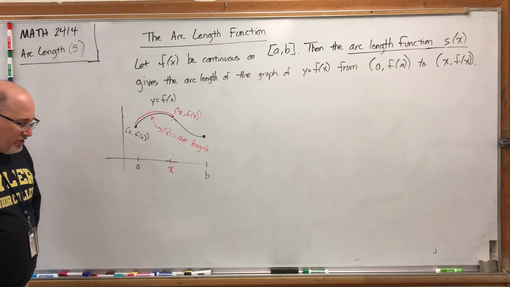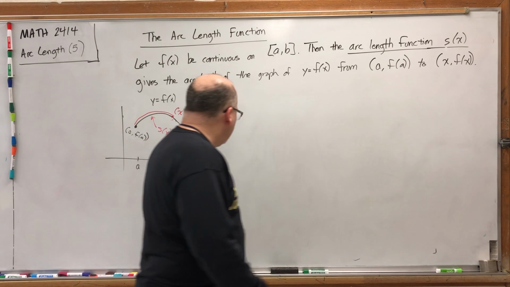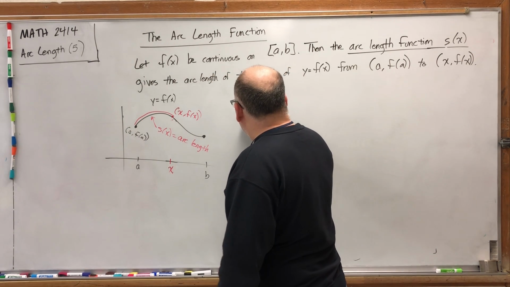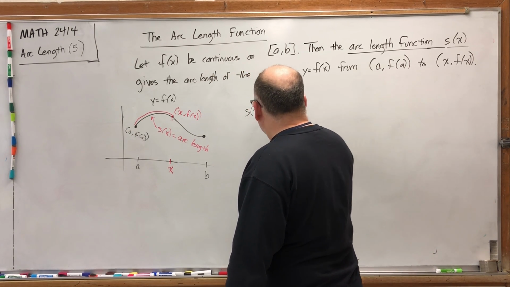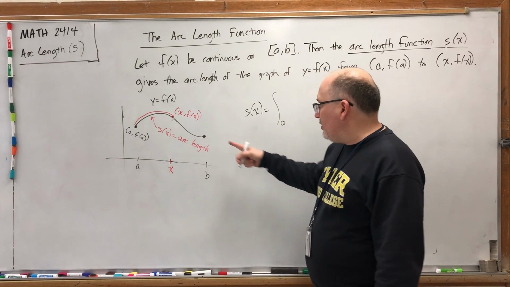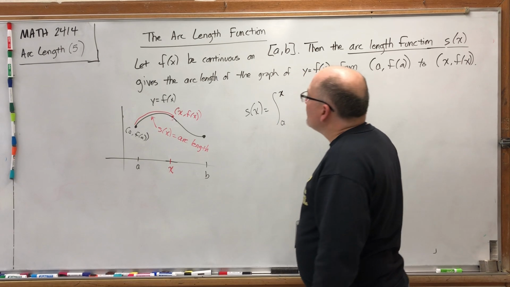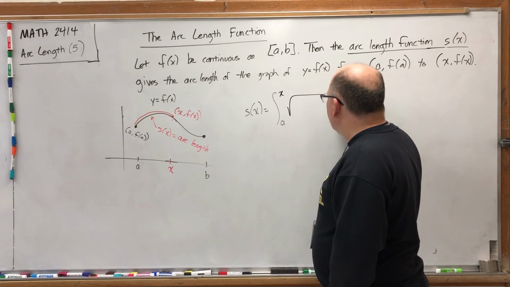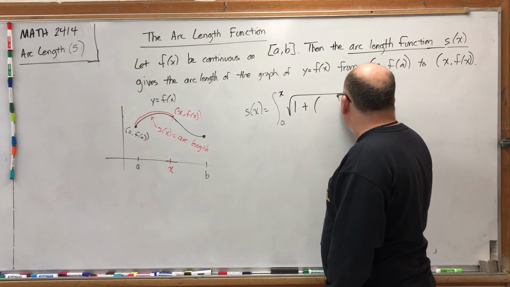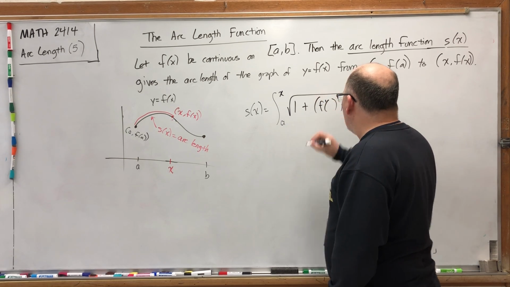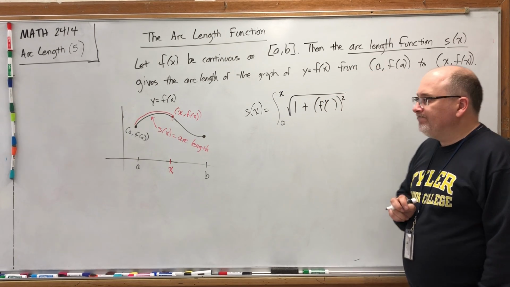So how do we set this up? Well, it's actually pretty easy, because we have an integral that calculates arc length. It's the integral from a to, oh wait, we're not going all the way to b, we're stopping somewhere in the middle. And it's the square root of 1 plus the square of the derivative.